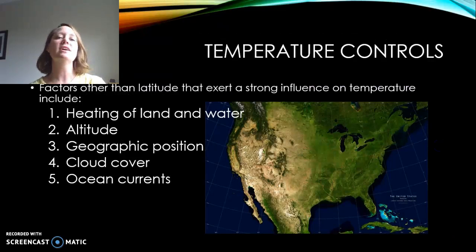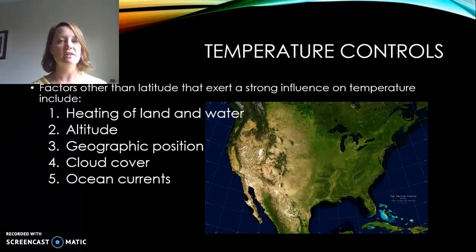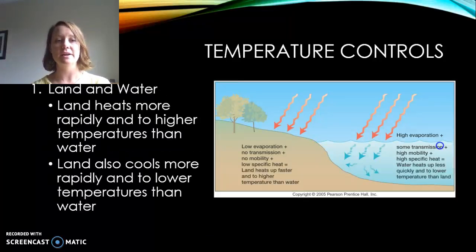All right, so when we look at temperatures of various cities or locations, there are factors other than latitude that can influence temperature. We know that latitude affects because the closer you are to the equator, the more direct the sunlight. And as you move to higher latitudes, whether it's north or south of the equator, temperatures are going to cool down. But there are other things that can affect temperature too. The heating of land and water, the altitude of your location, your geographic position, what the cloud cover is, and the ocean currents in your area.